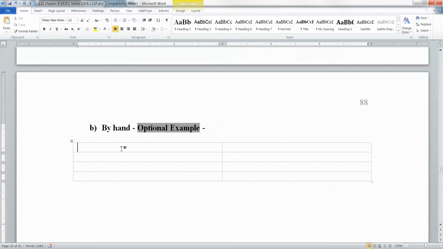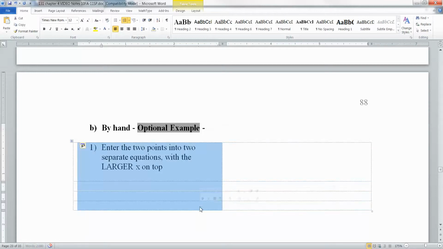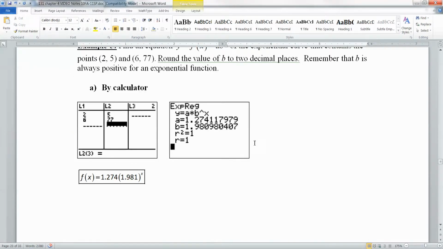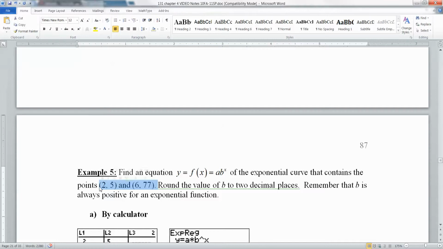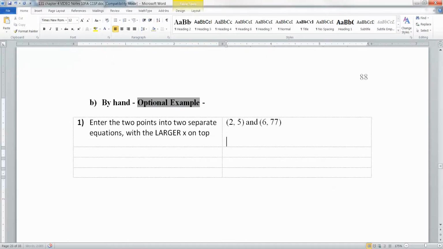Hold on. All right, we start off with step 1. We're going to enter the 2 points into 2 separate equations with the larger x on top. Now, what in the world am I talking about? Well, hold on one second. You remember we had the points. They were 2, 5, and 6, 77. See those? Those are our points. Now the one with the larger x is the 6, right?